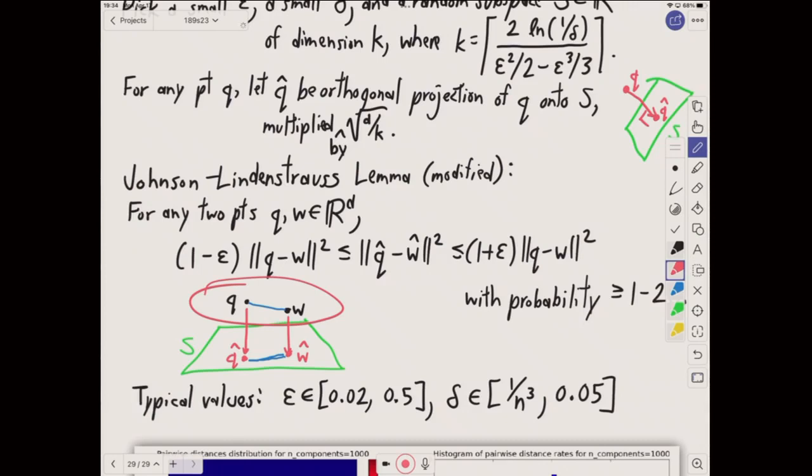And so then we benefit from the fact that since almost every random vector is orthogonal to an arbitrary vector, that means that almost every vector in our basis for S is going to be approximately orthogonal to Q minus W. And so when we project q minus w down, it doesn't lose much distance because it's almost orthogonal to the basis.